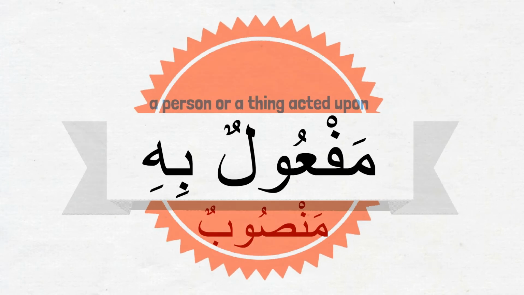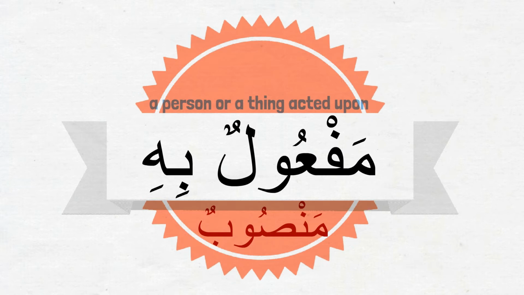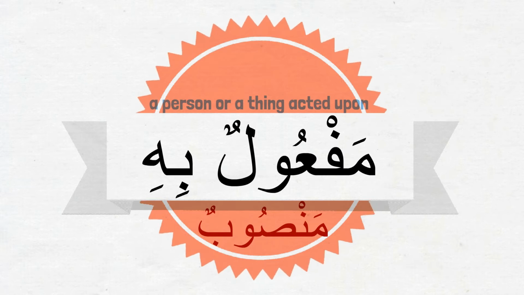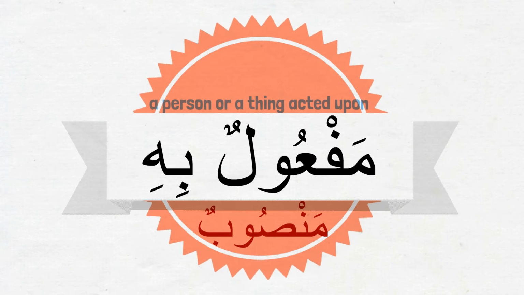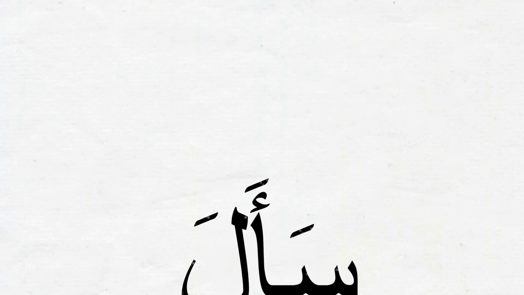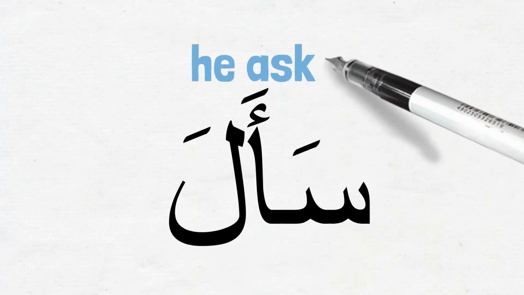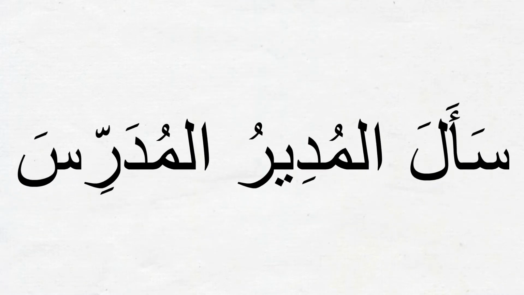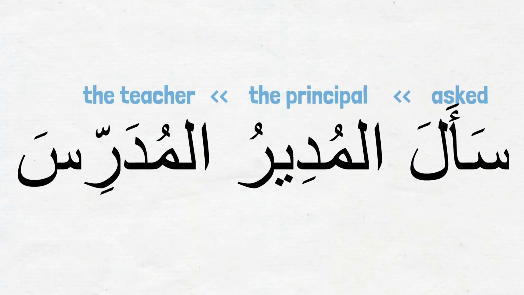The three verbs that we already know, which are ذهب, خرج, and جلس, didn't require مفعول به. So we didn't have to talk about it up to now. But there are a lot of verbs in Arabic that need مفعول به to convey a complete meaning. Here's the new verb سأل, which means he asked. The verb سأل can take مفعول به, as in this جملة فعلية. سأل المدير المدرسة. The principal asked the teacher.